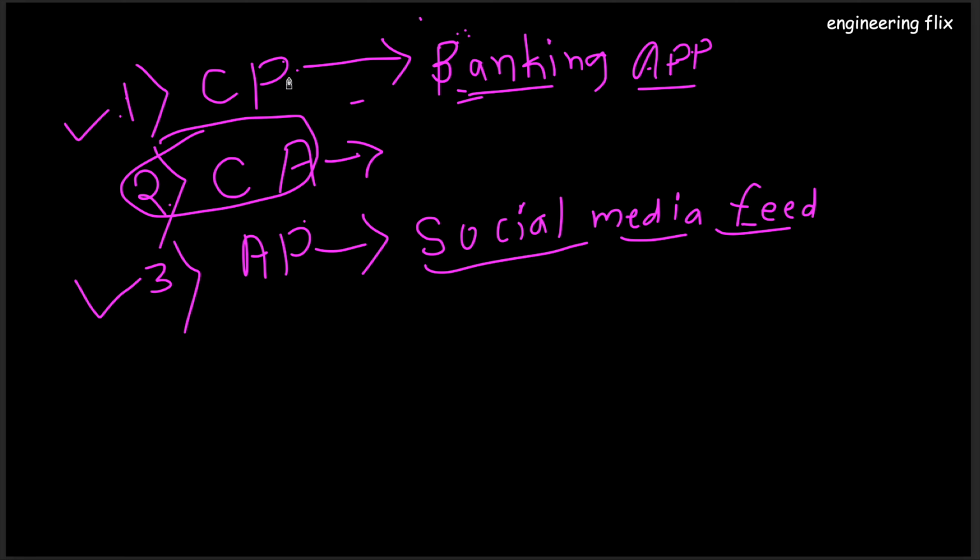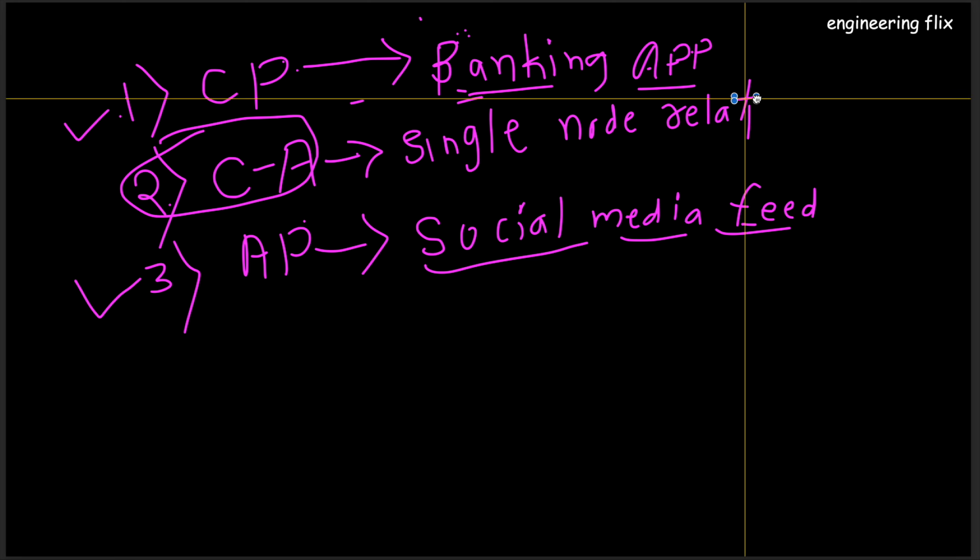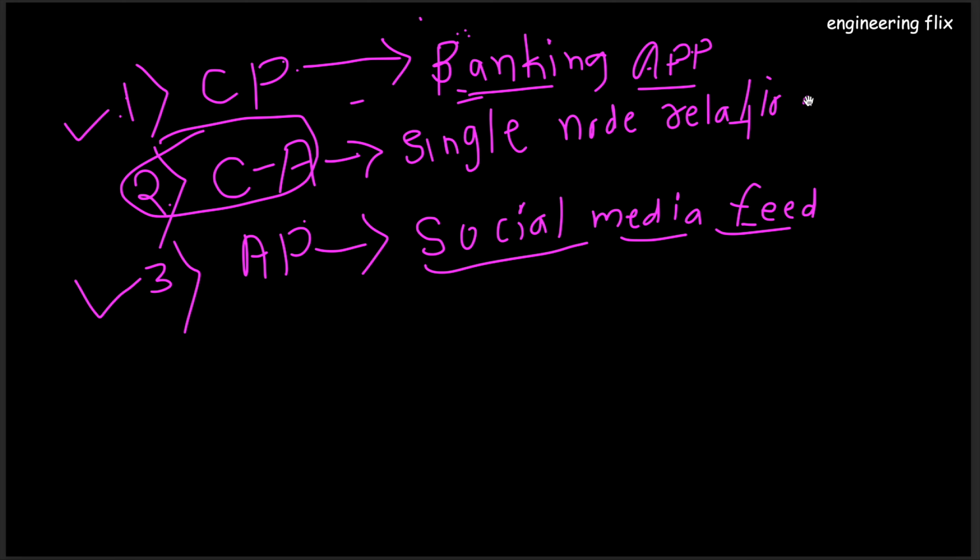Generally, since we don't compromise with partition tolerance, this kind of system rarely exists. But just to give you an example of consistency and availability where partition tolerance is compromised, I can give you the example of a single node relational database, for example MySQL or any kind of SQL DB. A single node relational DB is one example for this. So this was about consistency and availability.